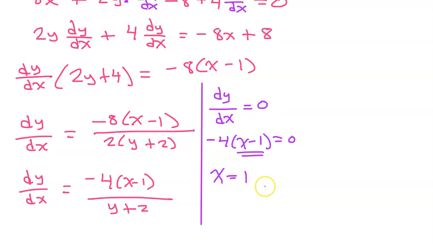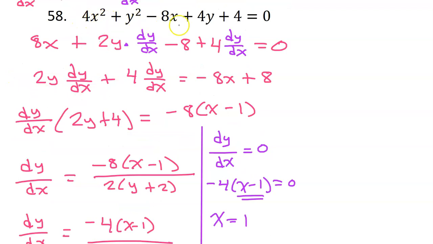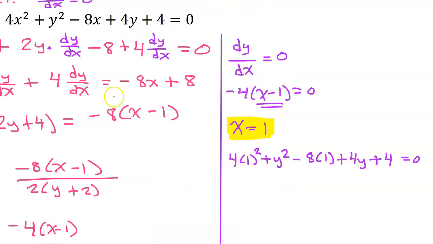I need the y value as well, because they said find the point where we will have a horizontal tangent line. So the y value, we have to go back to the original equation to find the y value. So let's plug x equals 1 in for all of the x's and solve for y. So here I have plugged in 1 for the x's, and let's see what happens. So this will just be 4 times 1. So this will just be 4 plus y squared minus 8 plus 4y plus 4 is equal to 0.